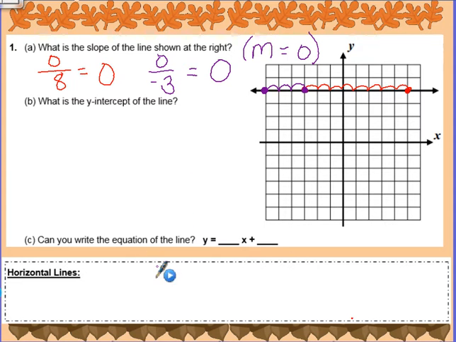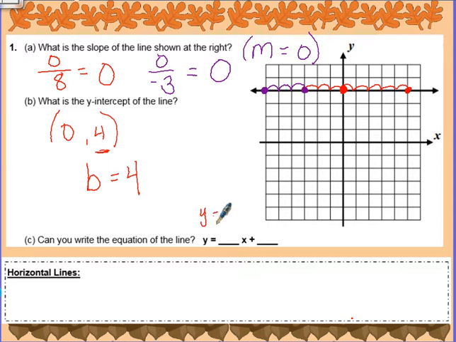Remember that in order to write an equation of a line, we also need to determine the y-intercept. This line crosses the y-axis right here, and that would be at the ordered pair 0, 4. So from this, we can say that the y-intercept, or that value of b, is equal to 4. Once we have our slope and our y-intercept, we can write the equation of this specific line.